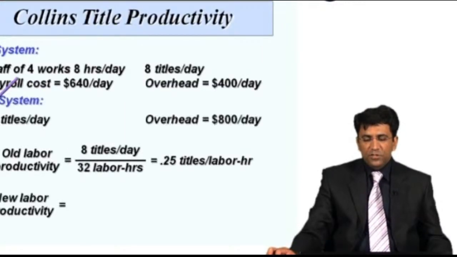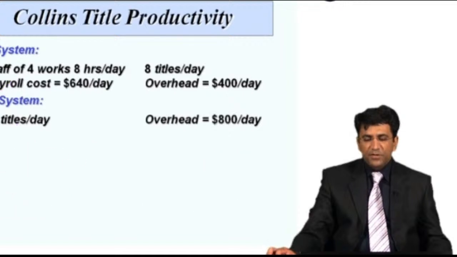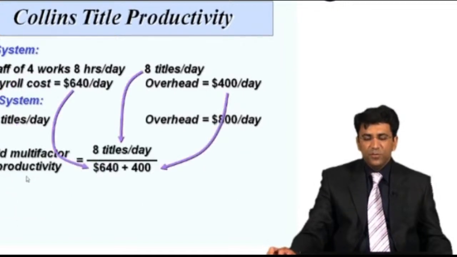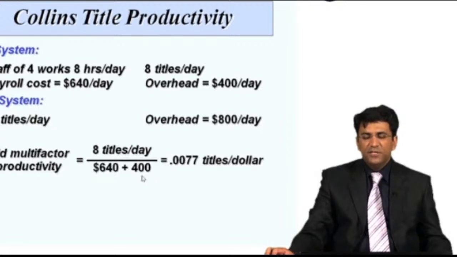So if we put this particular information in this example, in order to calculate the old multi-factor productivity, the output for the old system is 8 titles per day divided by payroll expense plus overhead expense. It will be equal to $640 plus $400, and it will be equal to 0.0077 titles per dollar. Now again students, this is the multi-factor productivity for the old system, and in this case the output remains the same.